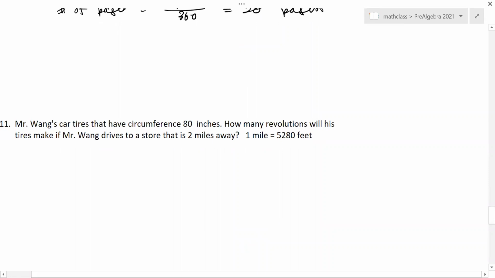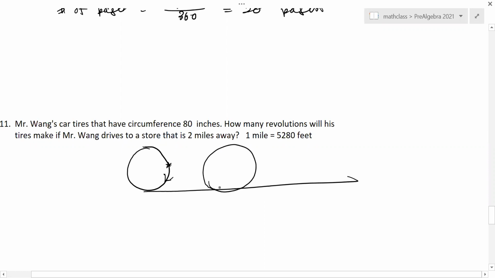So let's take a look at this problem. Mr. Wang's car tires have a circumference of 80 inches. So this is a circle, 80 inches. The circle is rotating around, right? If there's a point here, and then when we're going this way, maybe this point here is in a few minutes later.